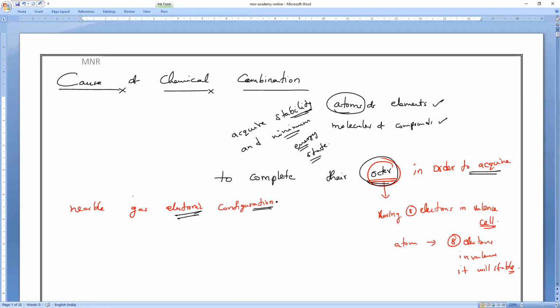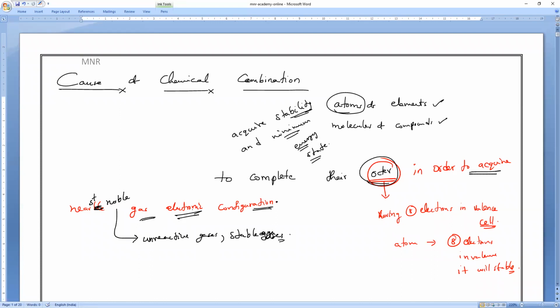So what do you mean by nearest noble gas? Noble gases are also called unreactive gases, inert gases, stable gases. To acquire the nearest electronic configuration of noble gases, they will start doing it.